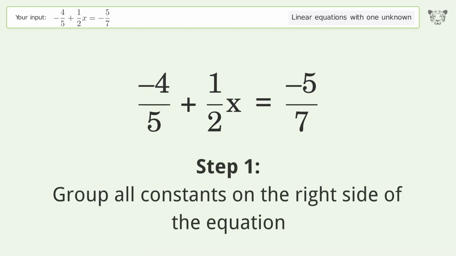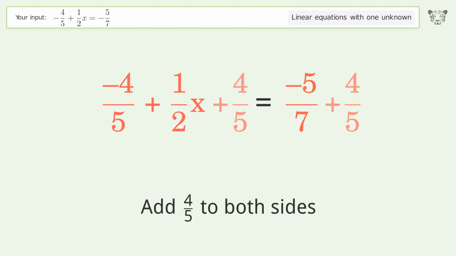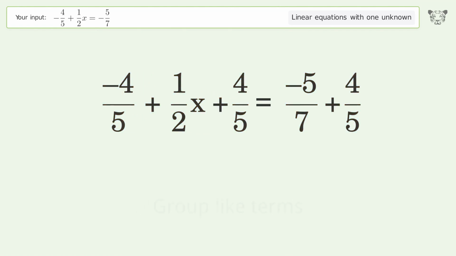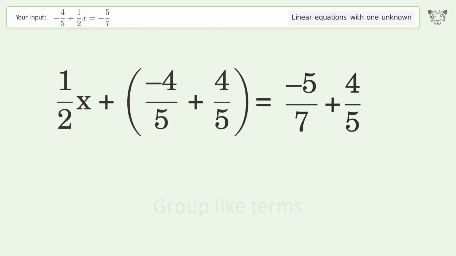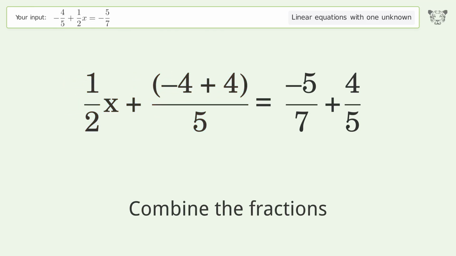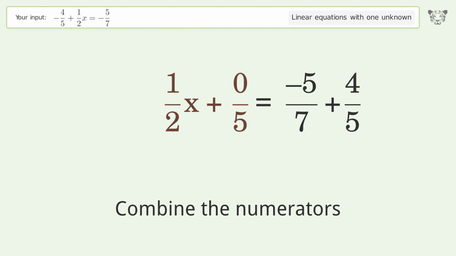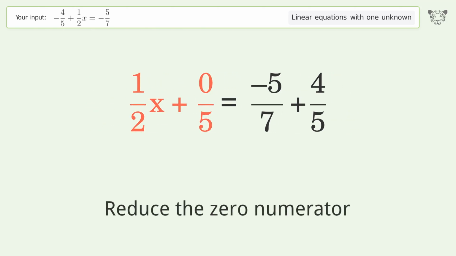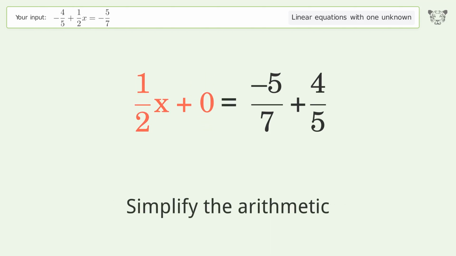Group all constants on the right side of the equation. Add 4/5 to both sides. Group like terms. Combine the fractions. Combine the numerators. Reduce the zero numerator. Simplify the arithmetic.